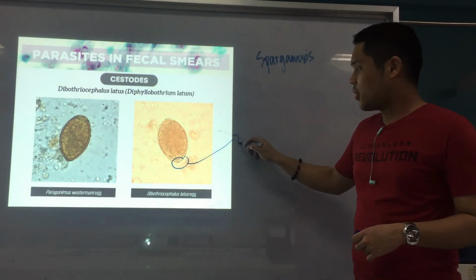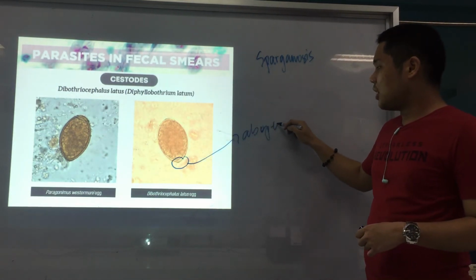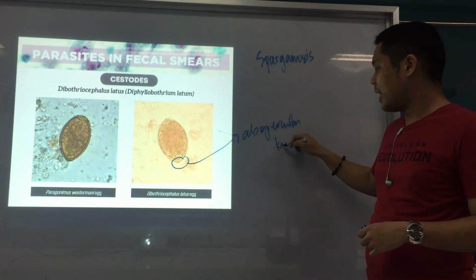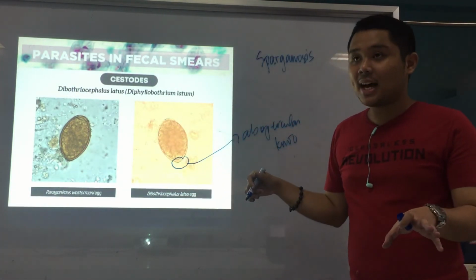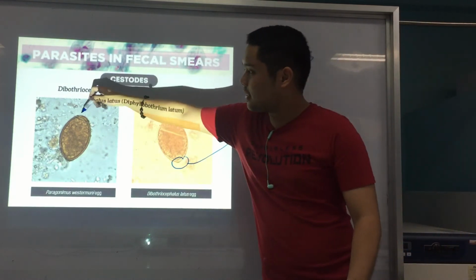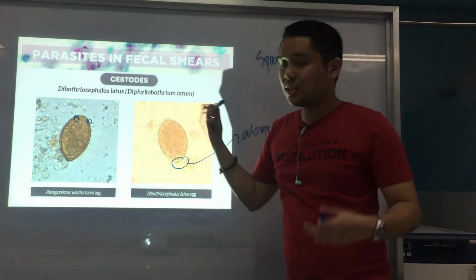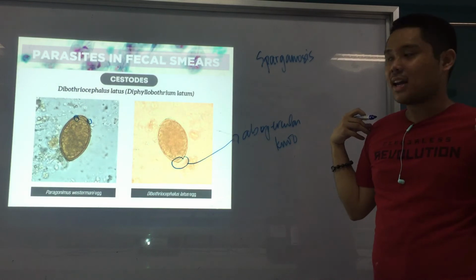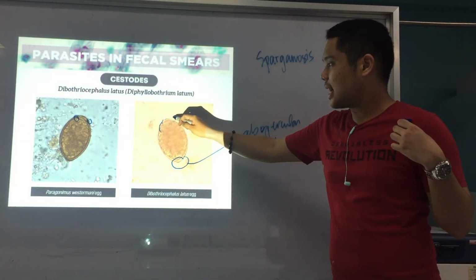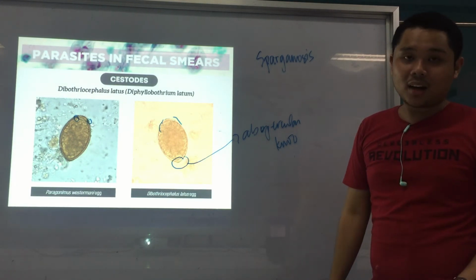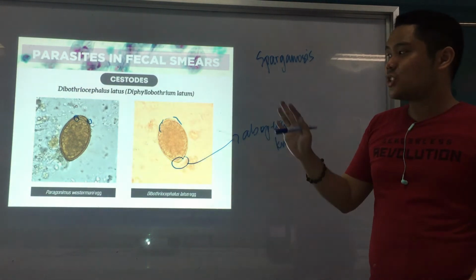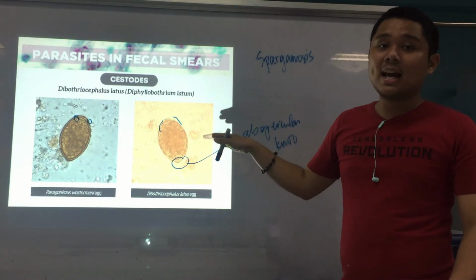So as you can see, it's quite similar, but the difference, dears, is that dilatum contains an abopercular knob, and Paragonimus westermani does not have any abopercular knob, but it contains these parang shoulders at the sides of the egg, which dilatum, as you can see, doesn't have. Very smooth ang dito niya. But they really look similar, that's why the eggs of P. westermani can be confused with dilatum.